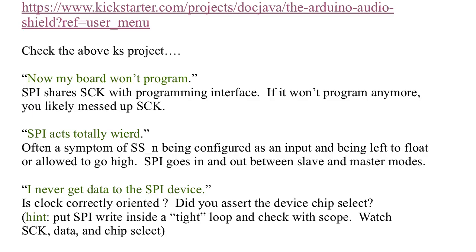So there's a bunch of stuff that you can check when your board doesn't work. Since the SPI is sharing a serial clock with the other devices, it's possible the serial clock got messed up. So that's something you can look at on an O-scope. Sometimes SPI just acts weird. And this can happen because of a misconfiguration. Inputs can be left to float or allowed to go high when they shouldn't. You never get data out. Sometimes you have to look and see if things are being clocked correctly. Take a look at the SPI output and check it with a scope.